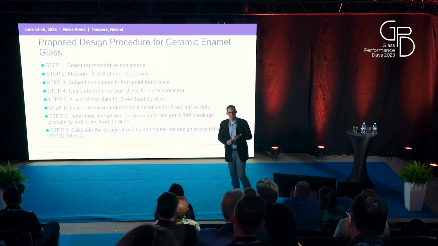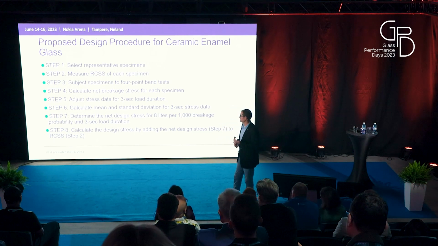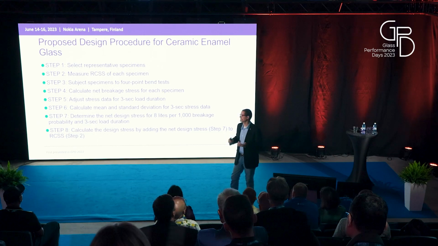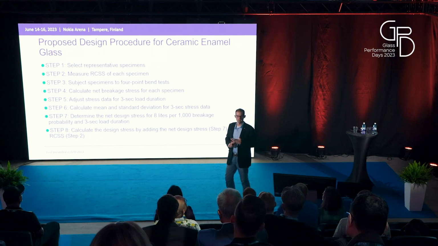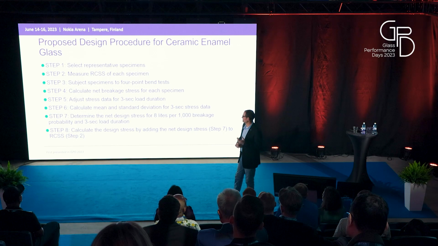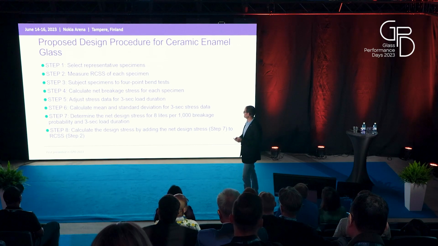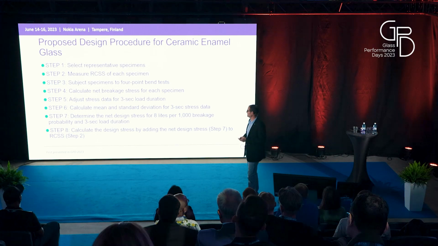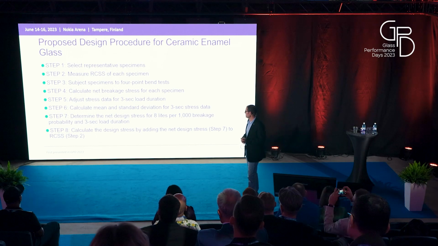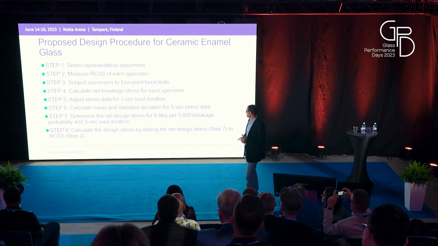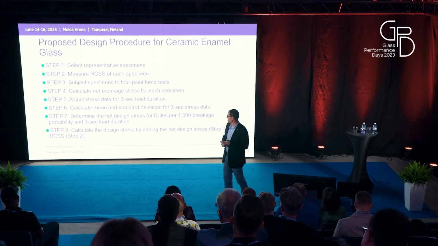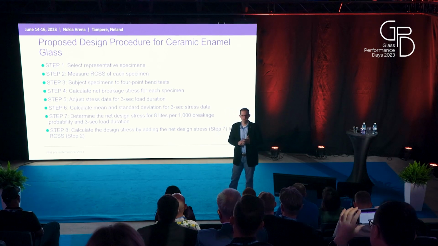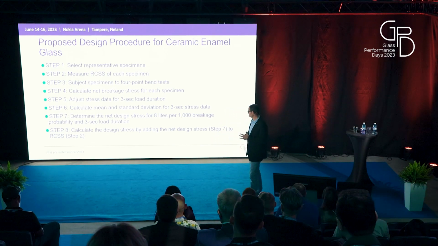Obviously, whatever you're testing, you've got to have a representative sample. We typically like to test 30 specimens, 20 to 30 at least. Step 2, you've got to have a real good measure of your residual surface compression for those specimens. We're going to 4-point test them. We're going to calculate, now this is kind of the new step here, the net breakage stress. So this will be your net tensile stress in the beams. We're going to adjust that data for static fatigue. We're going to apply our statistics, calculate mean, standard deviation, and then from that, step 7, we're going to get our 8 per 1,000 probability of breakage design stress.